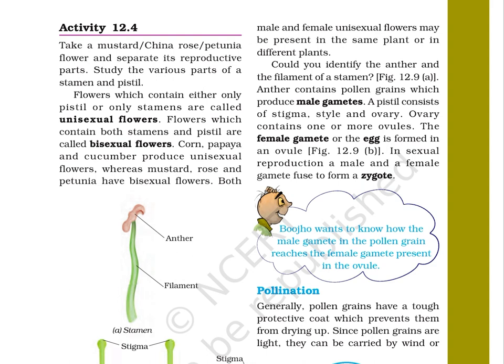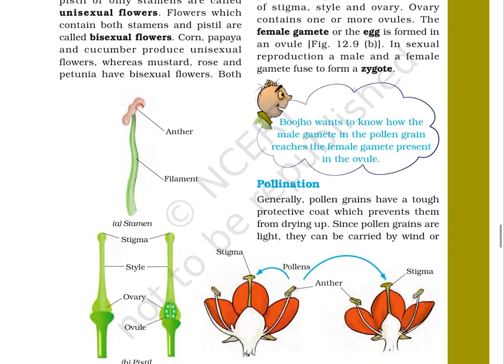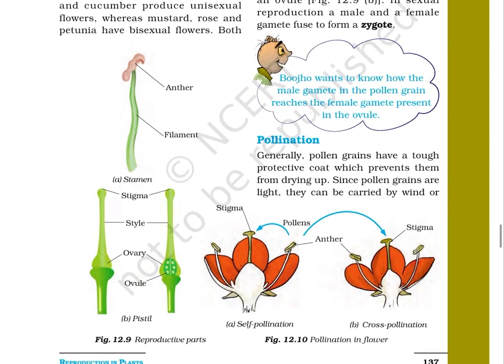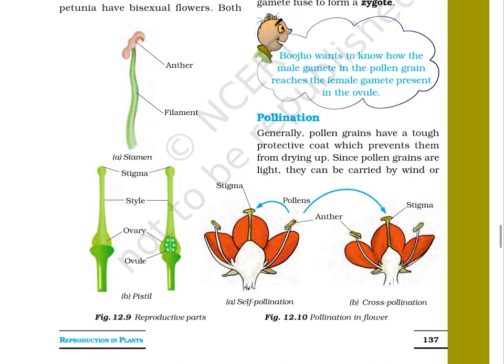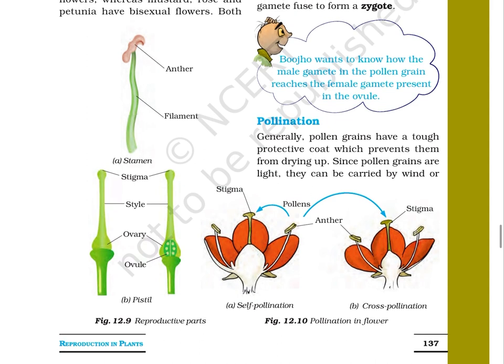In sexual reproduction, a male and a female gamete fuse to form a zygote. There's a thought bubble given here. A picture of Bojo is next to it. Bojo wants to know how the male gamete in the pollen grain reaches the female gamete present in the ovule.